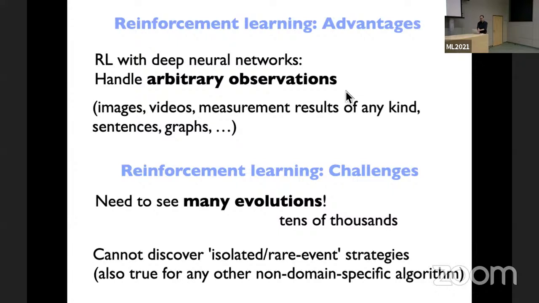There is one big challenge, I would say, or maybe there are two challenges. You need to see really many evolutions. We are talking about tens of thousands of trajectories you have to go through until you really understand what's going on. Of course, it depends on the particular situation, but that's a ballpark figure. And that makes it difficult to apply model-free reinforcement learning directly to, say, robots, because you don't want to bump into the wall 1,000 times until you have finally learned it.